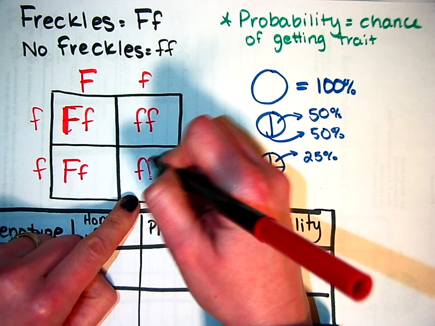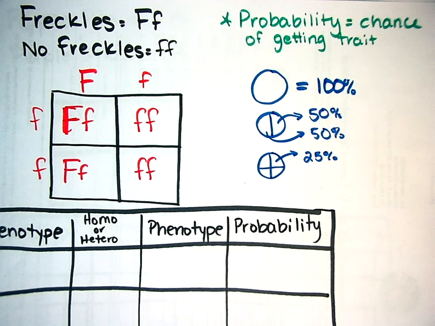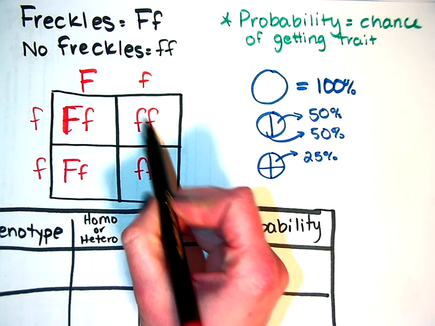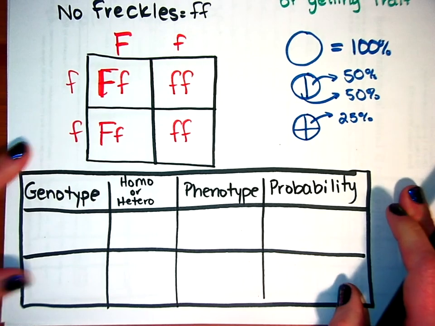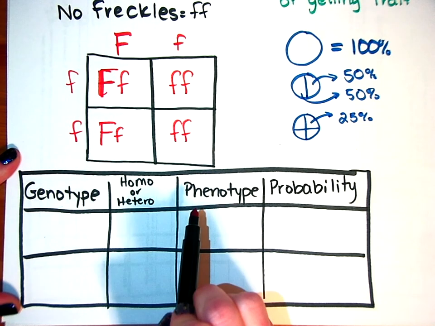And now this is where some students got stuck. You could tell me that this would be no freckles and that this would be freckles. But how do we fill in this table? Where do these percentages come from? So that's what we're going to look at.